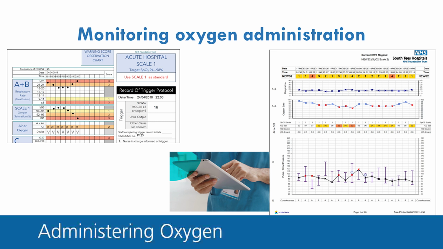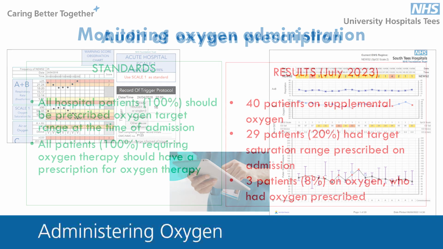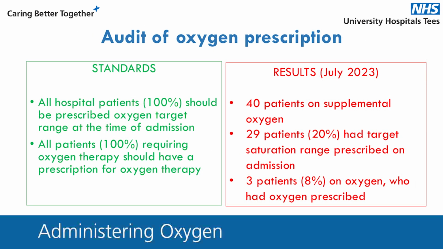The NEWS 2 scale, 1 or 2, must be used according to patient condition. Oxygen prescription is regularly audited with set standards of 100% prescription of oxygen therapy, and 100% target saturations range are documented. Audit results and patient safety instances have demonstrated there is still room for improvement and the need to continuously monitor compliance to promote safe and effective administration of oxygen therapy.